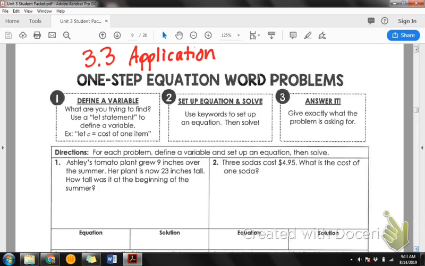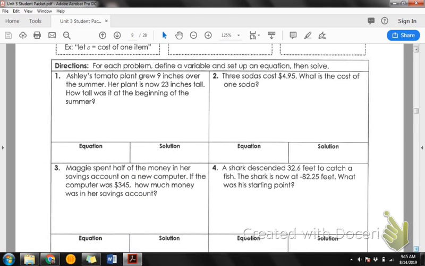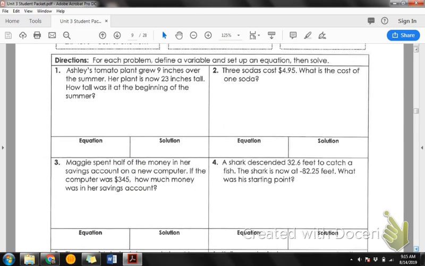So we're going to do a bunch of these together so that you feel comfortable to do these on your own. All right. Number 1, would anyone like to read number 1 aloud? David? Ashley's tomato plant grew 9 inches over the summer. Her plant is now 23 inches tall. How tall was it at the beginning of the summer?